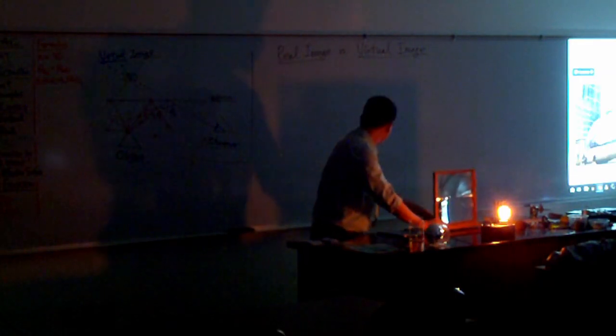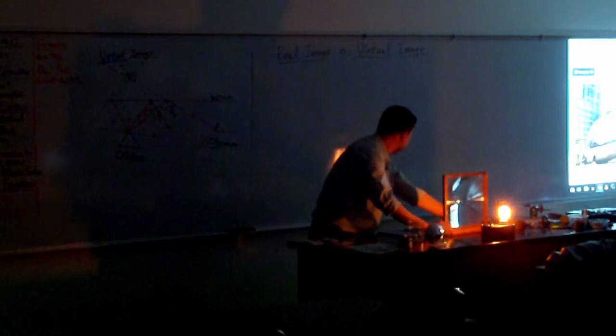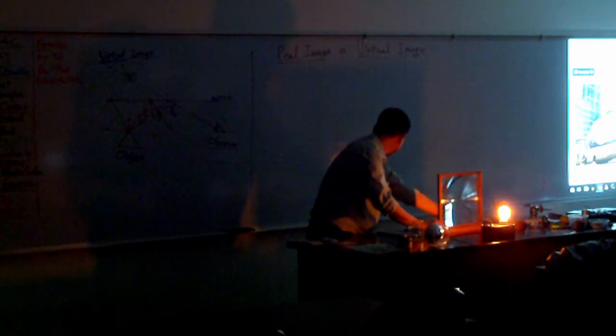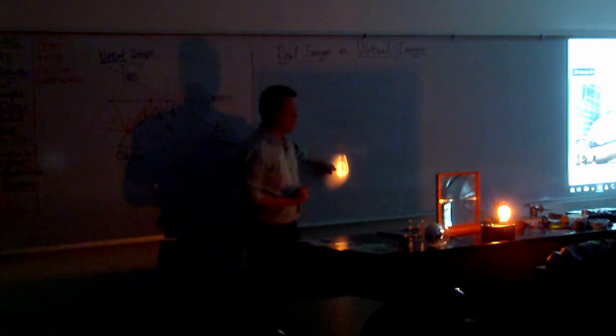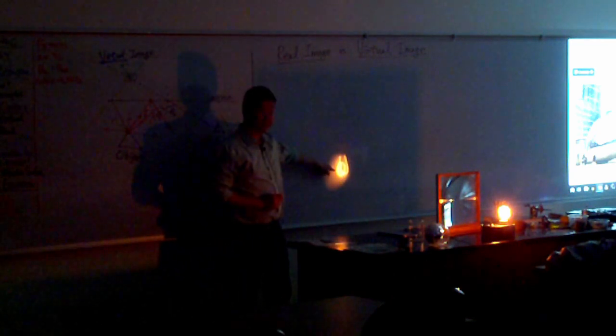All right. So the optical quality of a Fresnel lens isn't very good, so this is the best I can do. This is the real image of the filament. It's still upside down, right? Yeah, it's still upside down.